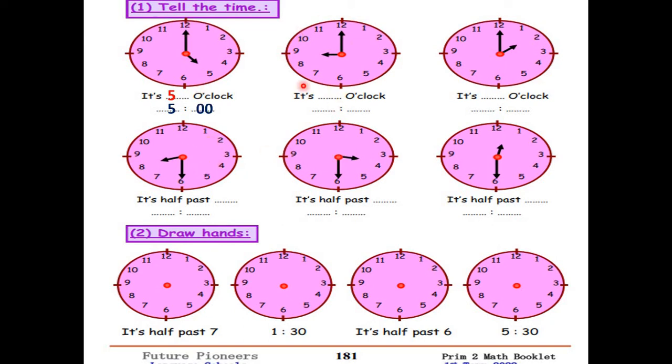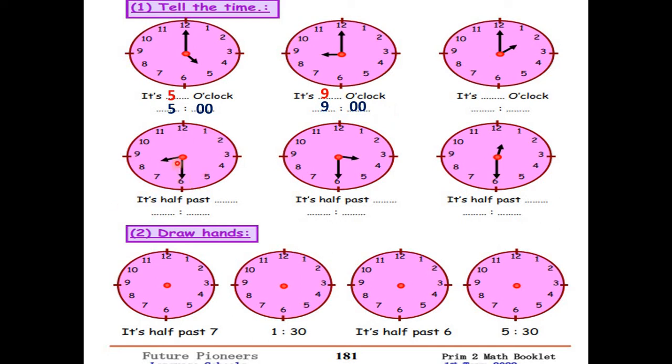Another one here. The short hand points at 9. The long hand points at 12. So it's 9 o'clock. And in digital, in the hours, 9. And in minutes, 0 minutes. So it's 9. What about this one?